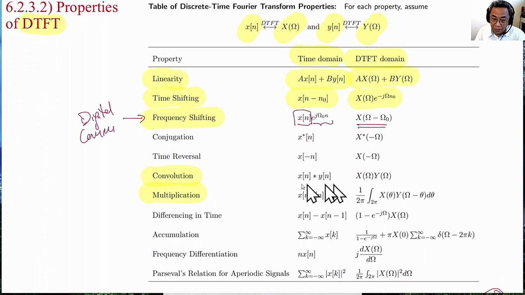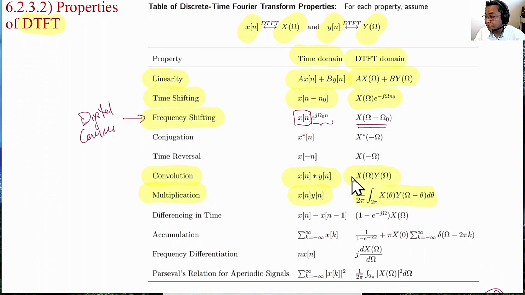The last two that we need you to know is convolution in time. So this is called the convolution in time is multiplication in frequency. So in Laplace transform, in the Z transform, you have also seen that. As well as multiplication in time, when we multiply one sequence with another sequence, then this looks like convolution in the frequency. Now, this is the DTFT transform that we need you to know.